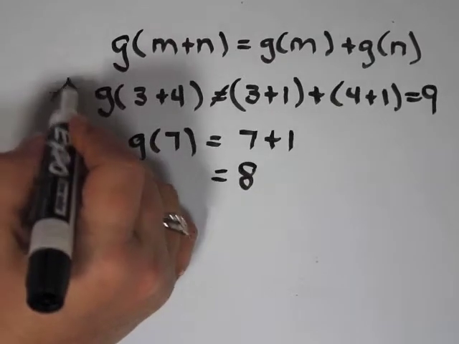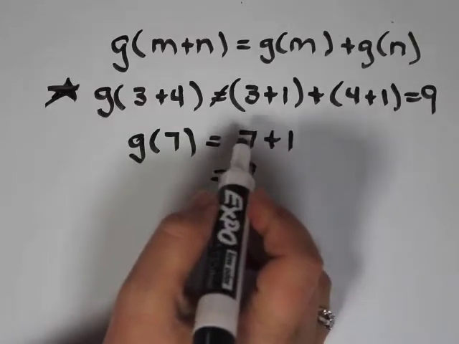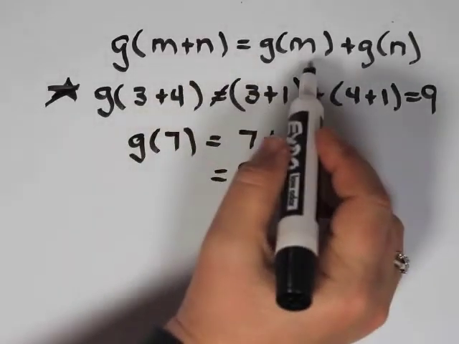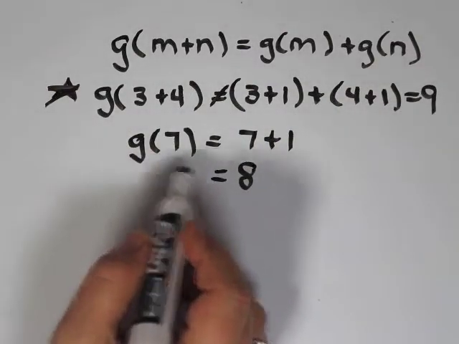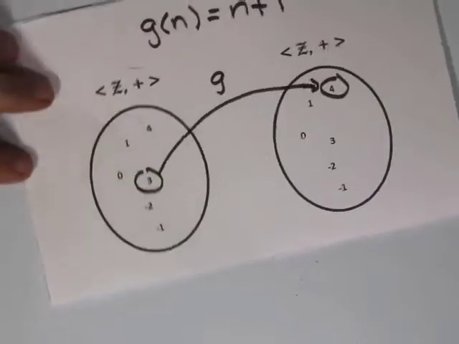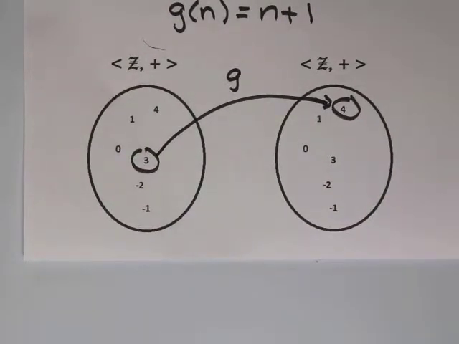Well, if it's operation preserving, it's got to be this situation where G of m plus n equals G of m plus G of n. In other words, it's got to be equal to 9. But G of 7 doesn't equal 9, it equals 8. And so this function is not operation preserving, and my mapping G also fails to work if I want to establish an isomorphism.